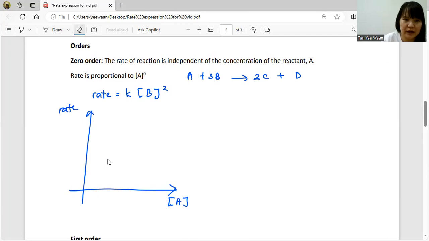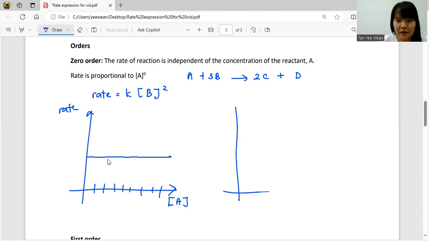Do you notice that A is not in this rate equation? So if I change A, from low A, medium A, to very high A, there's no change in my rate of reaction. Therefore, it's going to be straight all the way. So here, rate only depends on B. It doesn't depend on A.